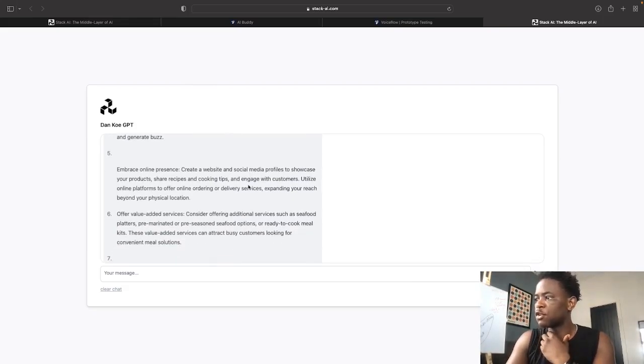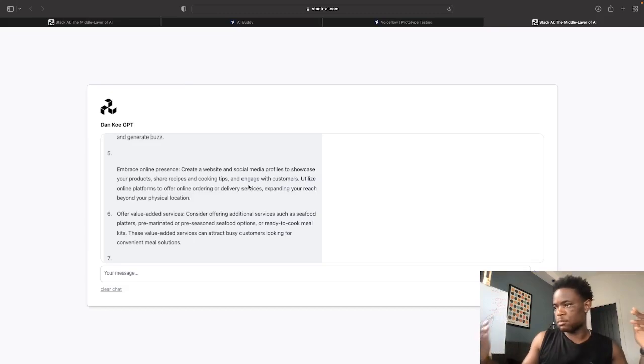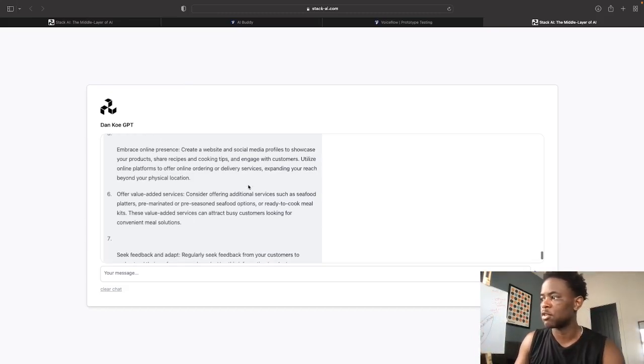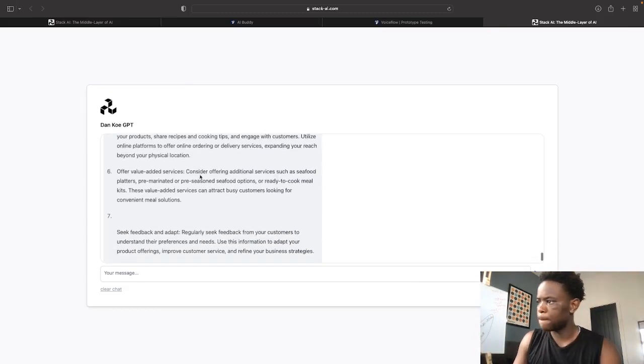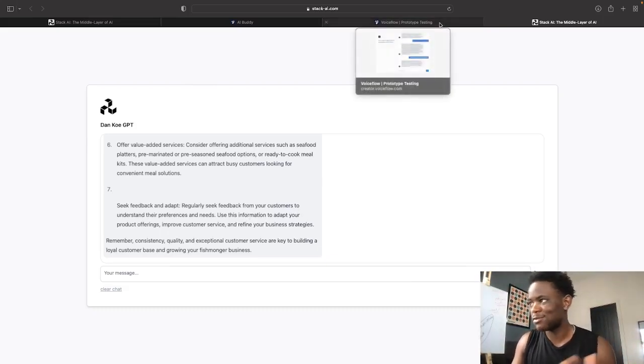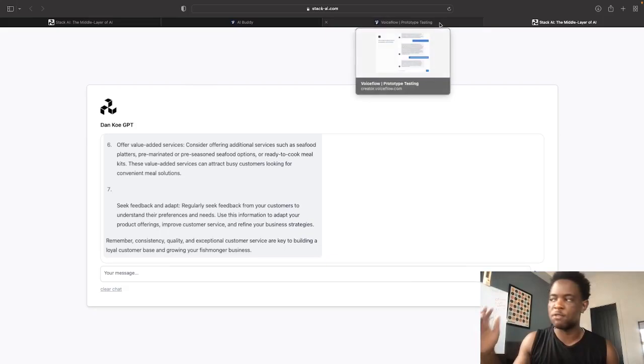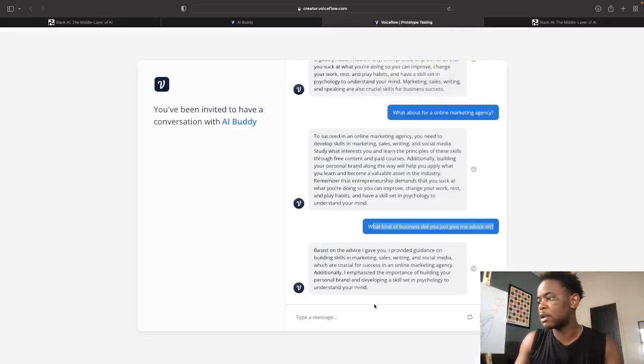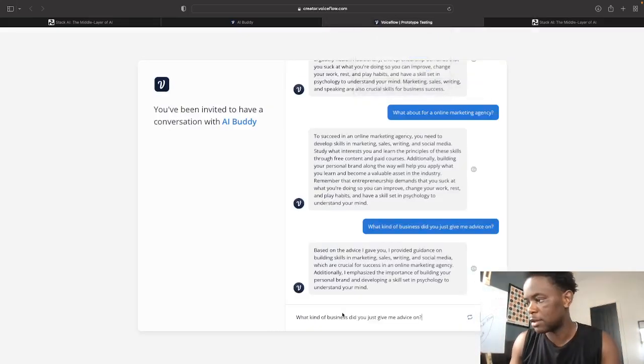And then create a website and social media profile to showcase your products, recipes, cooking tips, and engage with other customers. Yeah, and there we go. Offer value-added services such as seafood platters, pre-marinated, pre-seasoned, ready to cook, all these different things, and seek feedback. Specifically for people who run fishmongers, which is something that you would never have Danko create a blog or a video about. So that is extremely, extremely useful and personalized.